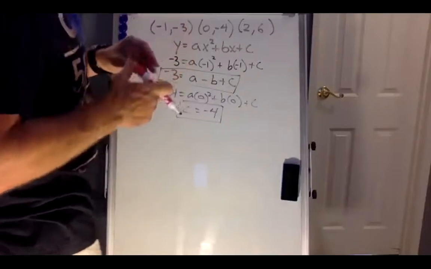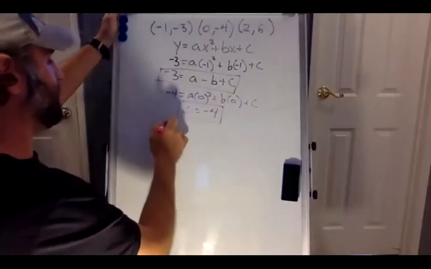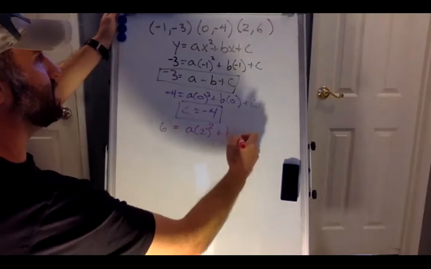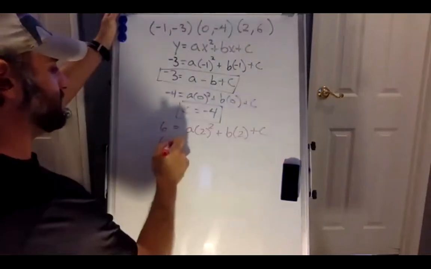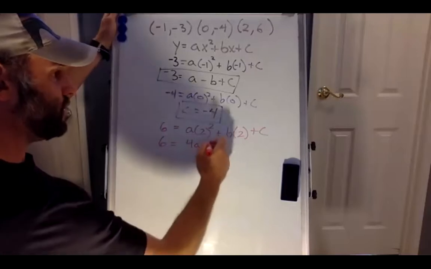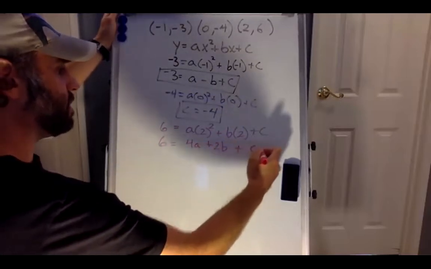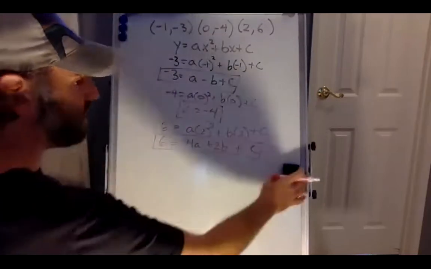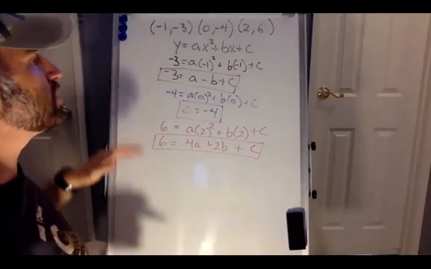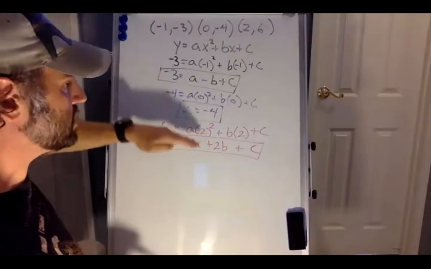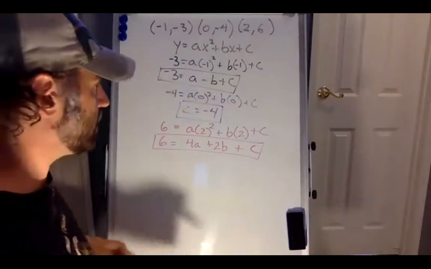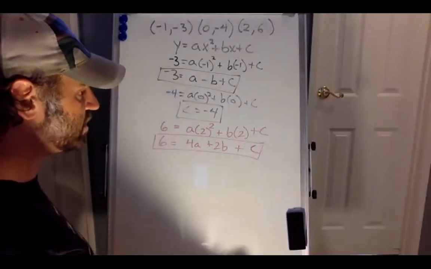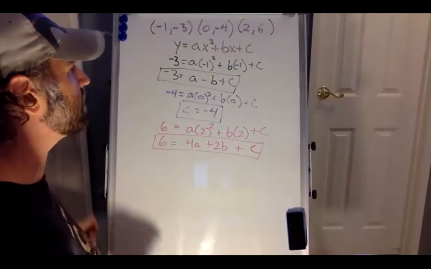Okay, last point. We're going to plug in the 2, 6. So y is 6. A, x is 2 squared, plus B, x is 2, plus C. 6 equals 4A plus 2B plus C. And I'm going to leave that like that. I have 3 equations. I want to show everybody I have 3 equations with 3 unknowns. So you would solve the system of equations. You have enough information. If you have 3 equations with 3 unknowns, then you can solve for the unknowns.